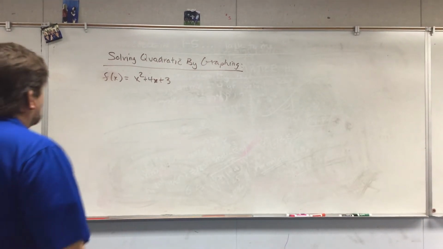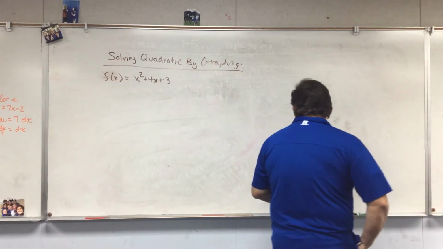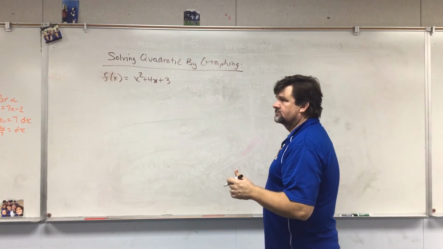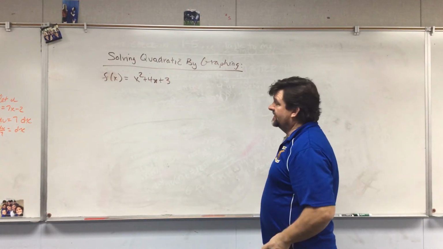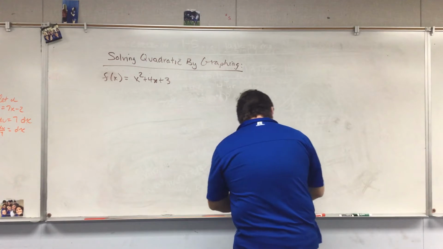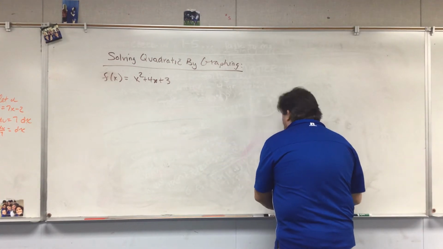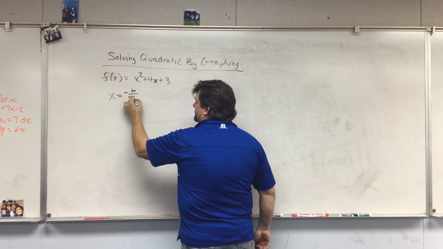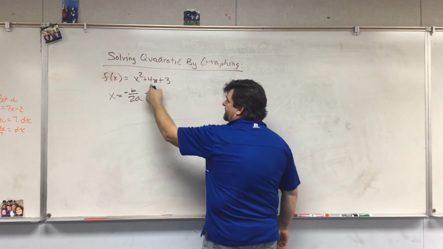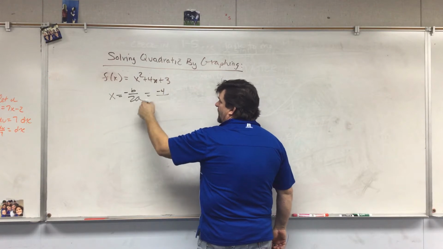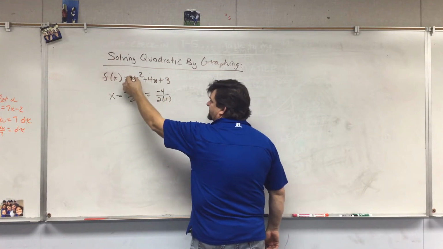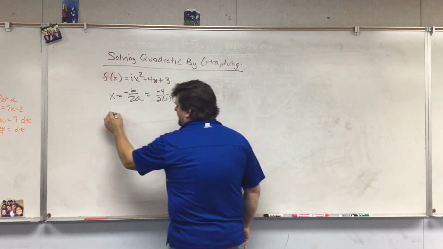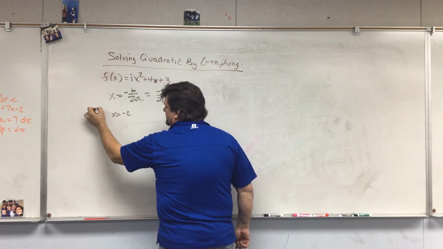So, solving quadratics by graphing. We talked about finding the vertex the other day, and we used this formula, which was x equals negative b over 2a. For this one, b is 4, so it's negative 4 over 2 times 1, because there's a 1 right there. That's going to give us negative 2. So our x equals negative 2. So this is our vertex.